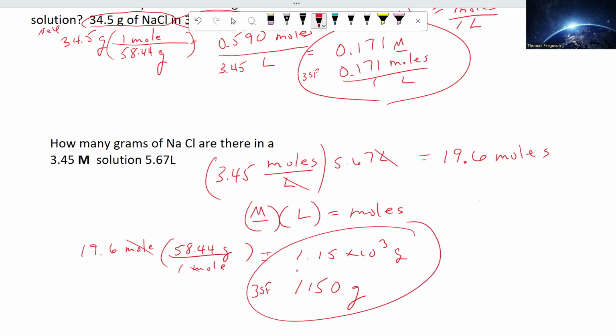So we had to put in a little over 1,000 grams into 5.67 liters, and we'll end up with this concentration. So those are the two types of dry ingredient problems you'll see. Are there any questions about these? Because when we're diluting, it's a kind of a different problem. I want to make sure this is okay. So let's go ahead and go on then.